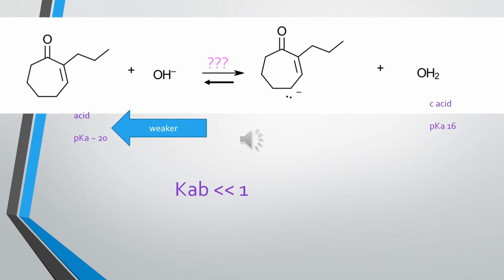Conjugation and resonance will drop that to about 19 or 20. So we estimate the pKa of the acid to be about 20. We know the pKa of water is 16. That you should know. And so again, we would be going from a weaker acid to a much stronger acid, highly unfavorable.